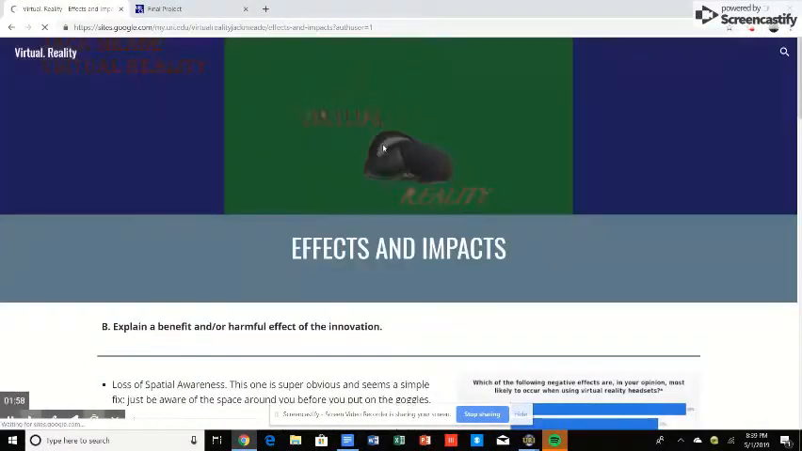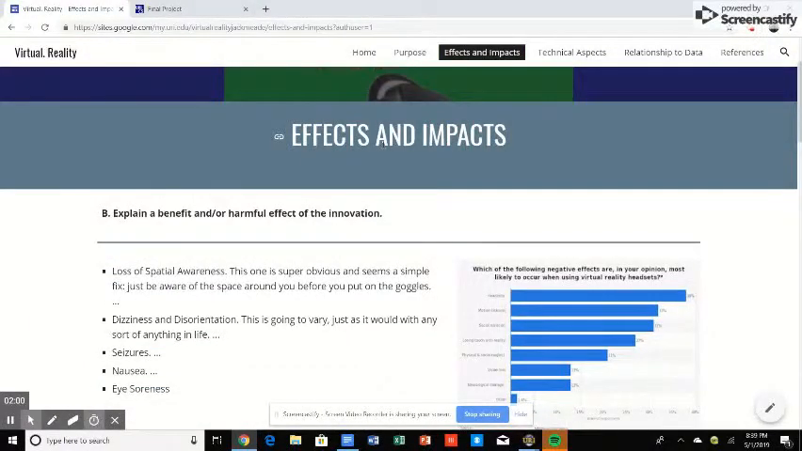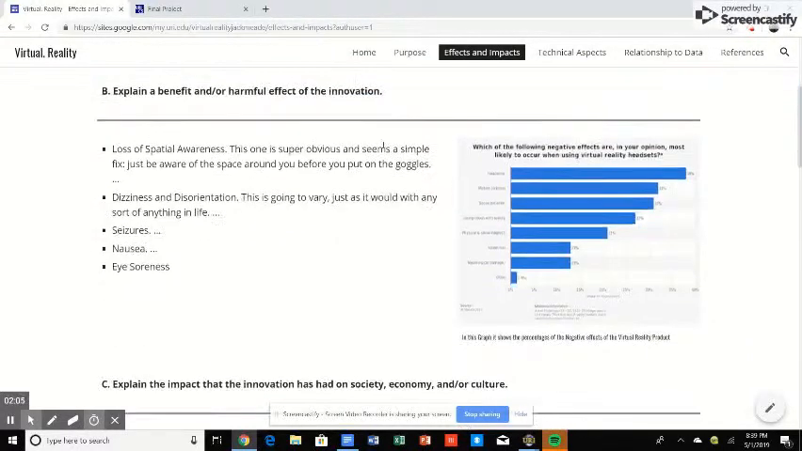Part two, or B, is the benefits or harmful effects of the innovation, and I went more with the harmful effects because there seemed to be more. This graph pretty much sums up what is written here. One harmful effect is loss of spatial awareness, which is pretty much not being aware of where you are because you had the goggles on for too long.